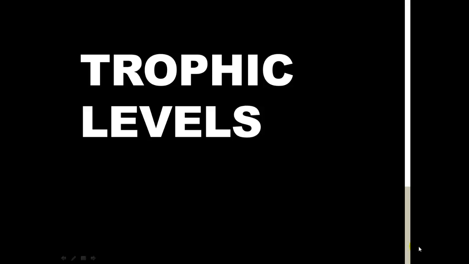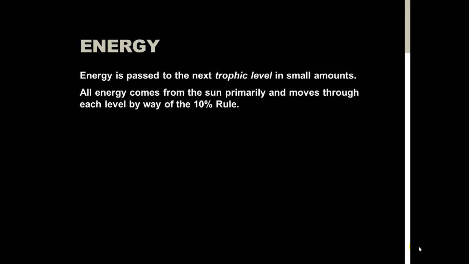Hey guys, so we're going to start with learning about trophic levels, and basically trophic is how energy is passed throughout an ecosystem. So here we go. Energy is passed to the next trophic level in small amounts.